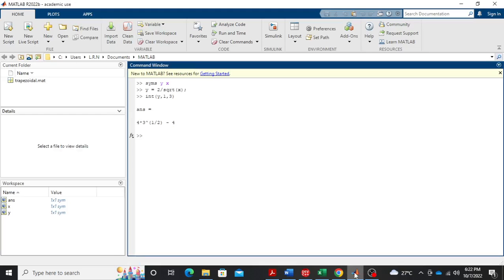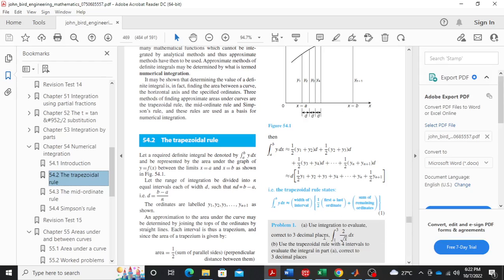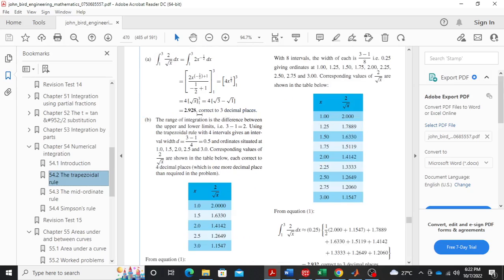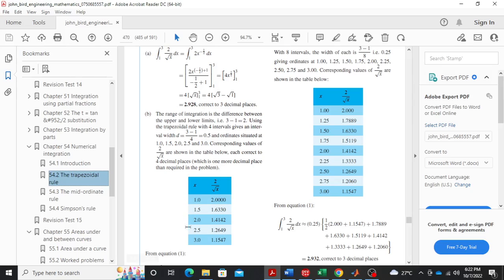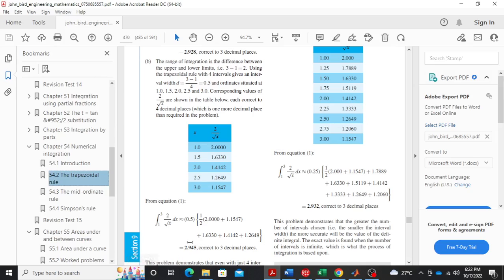Next, we will implement the trapezoidal rule. It says in the problem that we will evaluate this integral using trapezoidal method with 4 intervals. So how will we do it? The width of interval is given by this formula, which gives the answer of 1/2. So this is the table of values for the trapezoidal method, and this is the answer through trapezoidal method with 4 intervals. So we will implement it using MATLAB.